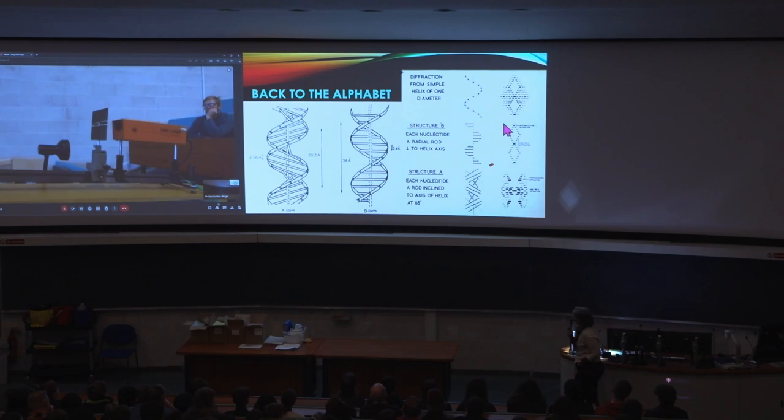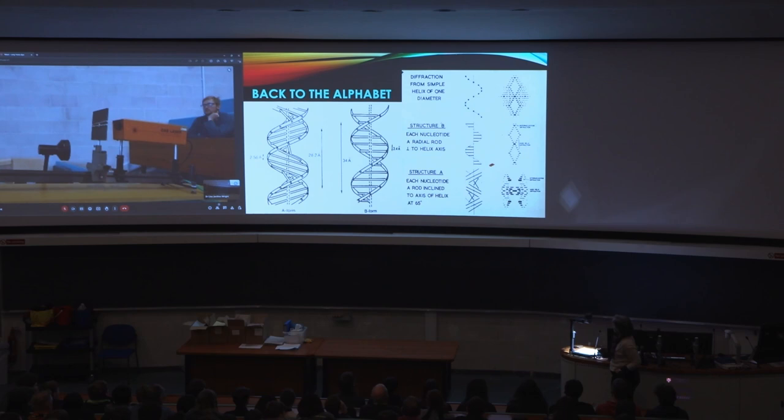So here's the B structure where these base pair or nucleotide rods are horizontal. Let me move the mouse pointer. It's rather in the way there. You see, if you like, a slightly cleaner pattern in the X-ray diffraction of the B DNA. And then when we look at the A, because the rod is inclined, in this case at 65 degrees, you start to see these combinations of extra patterns appearing in the diffraction.